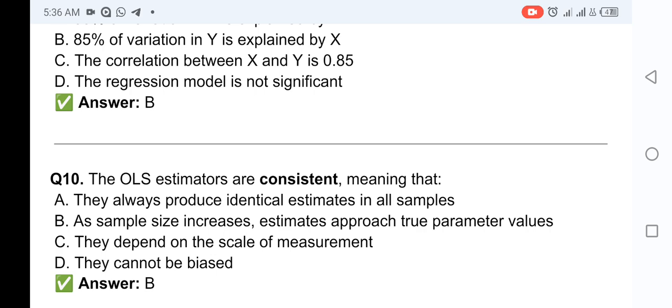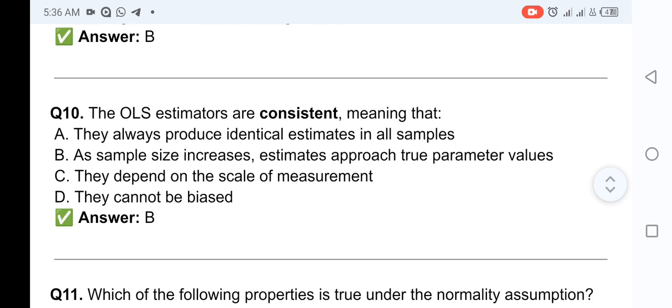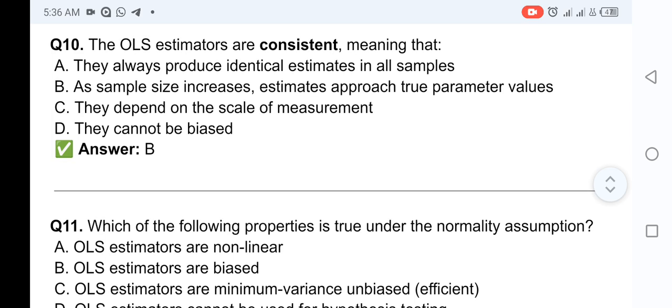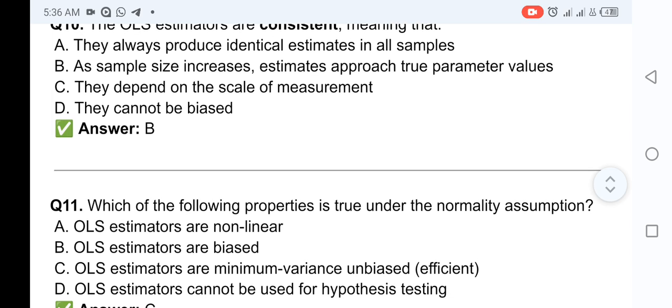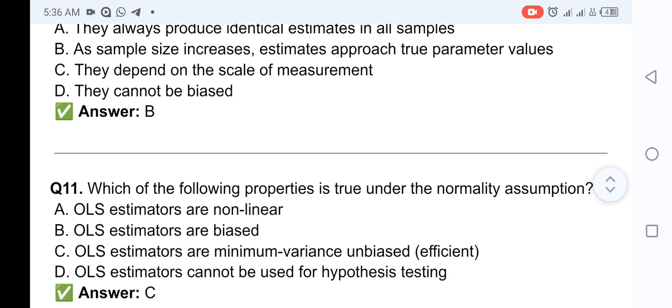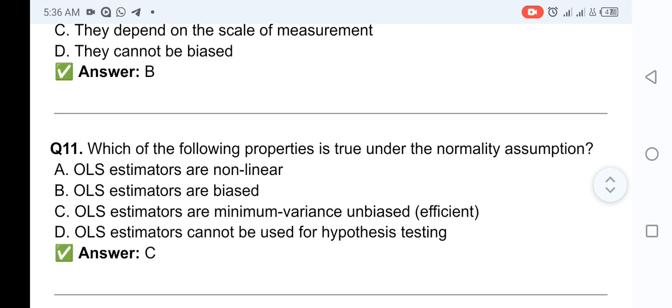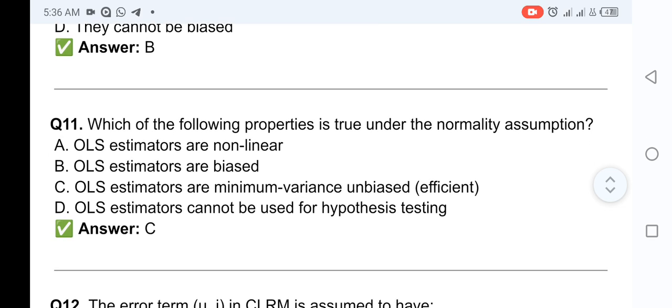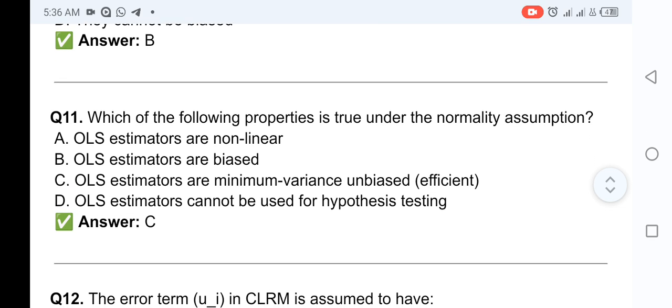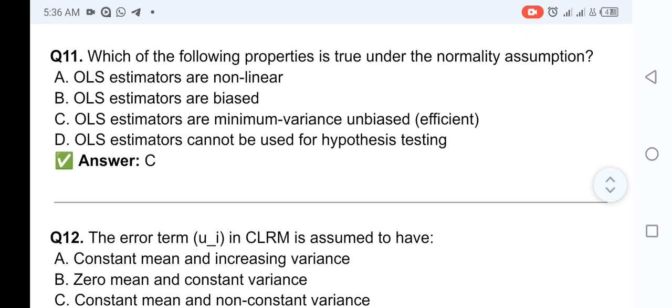Q11. Which of the following properties is true under the normality assumption? A. OLS estimators are nonlinear, B. OLS estimators are biased, C. OLS estimators are minimum variance unbiased, efficient, D. OLS estimators cannot be used for hypothesis testing. Answer, C.